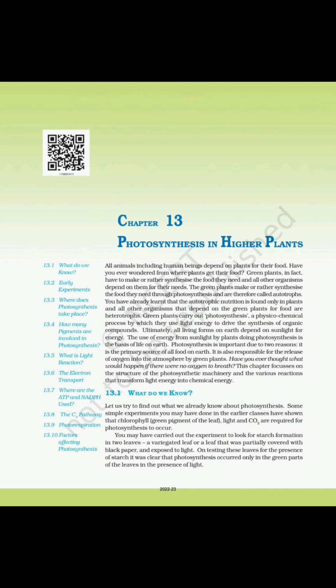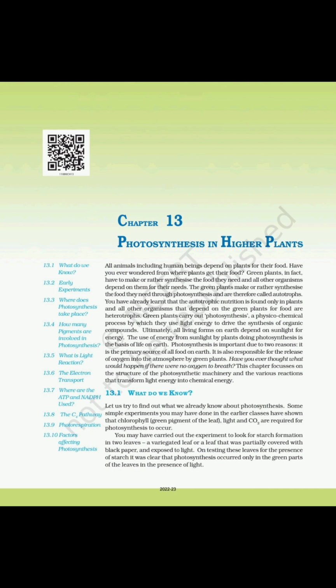Photosynthesis is important due to two reasons. It is the primary source of all food on Earth. It is also responsible for the release of oxygen into the atmosphere by green plants. Have you ever thought what would happen if there were no oxygen to breathe? This chapter focuses on the structure of the photosynthetic machinery and the various reactions that transform light energy into chemical energy. 13.1 What do we know?